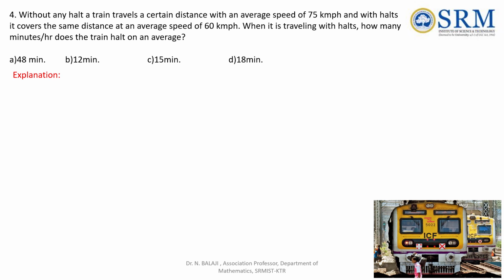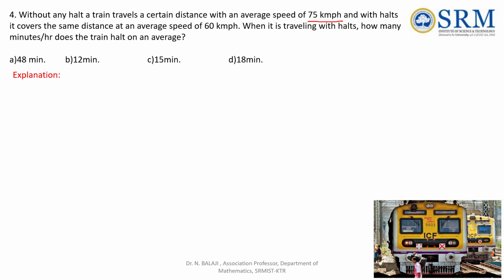Now another problem. Without any halt, the train travels a certain distance with an average speed of 75 kilometers per hour. With the halts, two trains are on the same parallel track. One is going at 75 km speed and the other at 60 kilometers per hour. How many minutes per hour does the train halt on average? One is a speed train, one is a slow train. The speed train will halt and come.